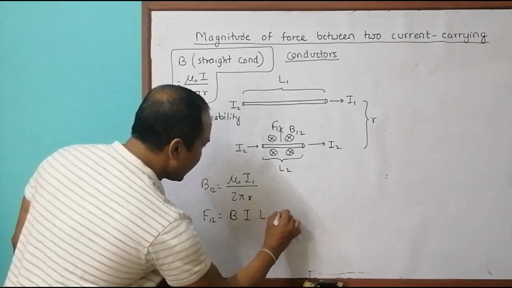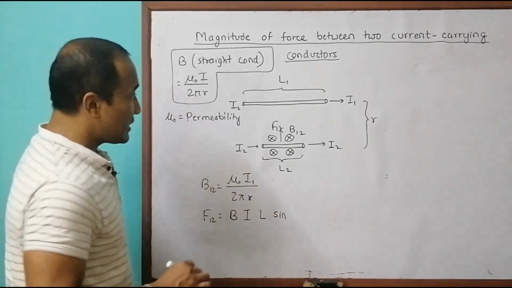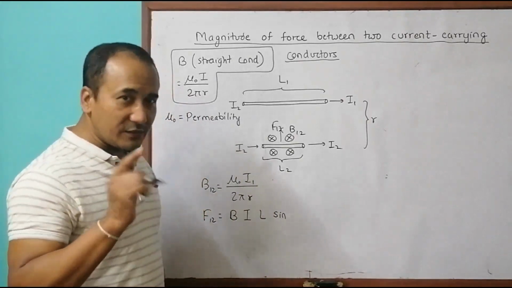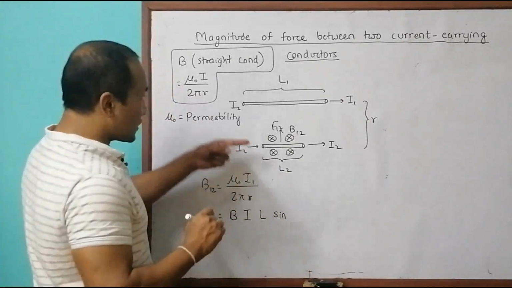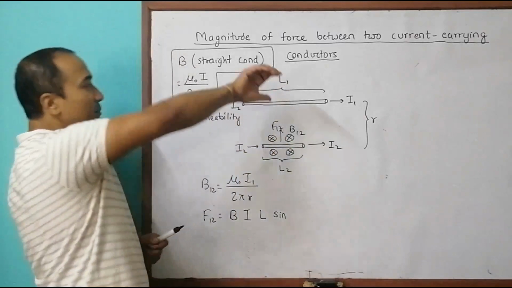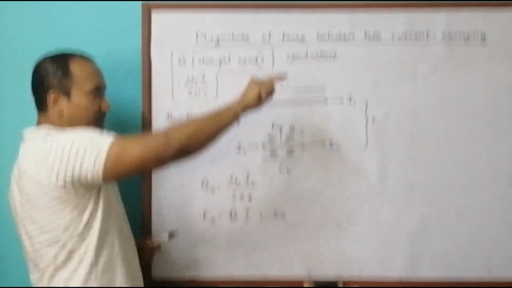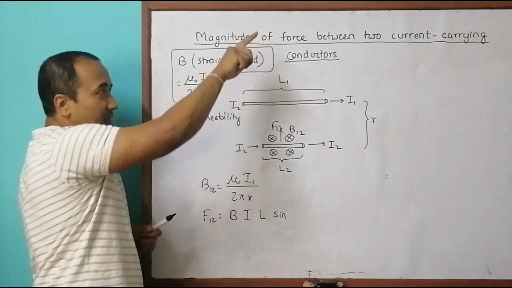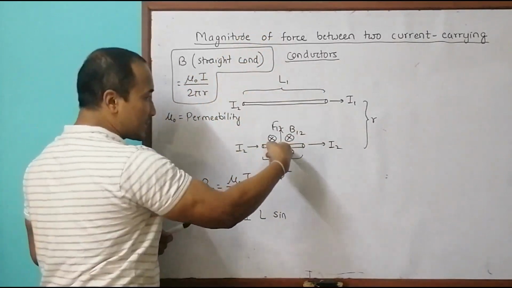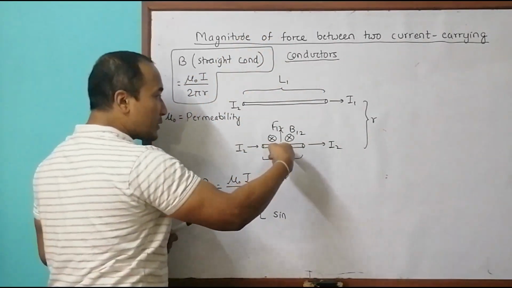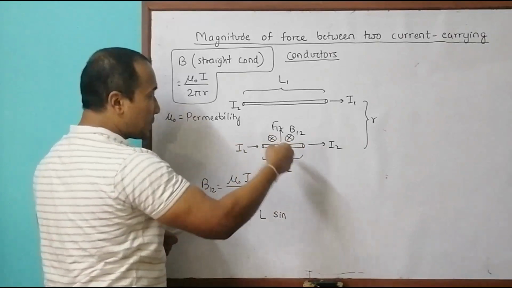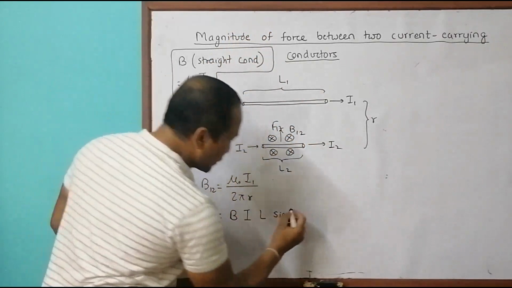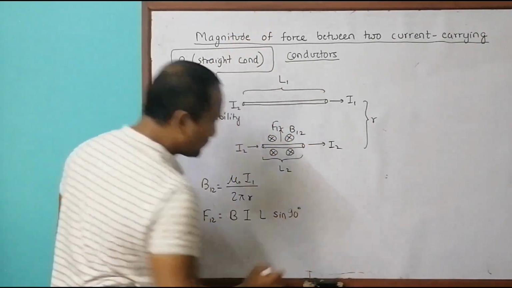B I L sine theta. Now what is theta? Theta is the angle between the conductor and the direction of the field lines. The conductor is like this, and the field lines come around it like this, so it's a whole circle. From this angle I can see a circle like this. So the field hits perpendicularly to the conductor. So theta is equal to 90 degrees.